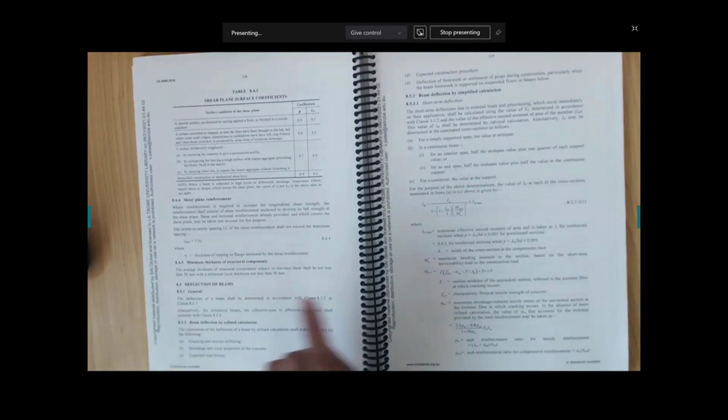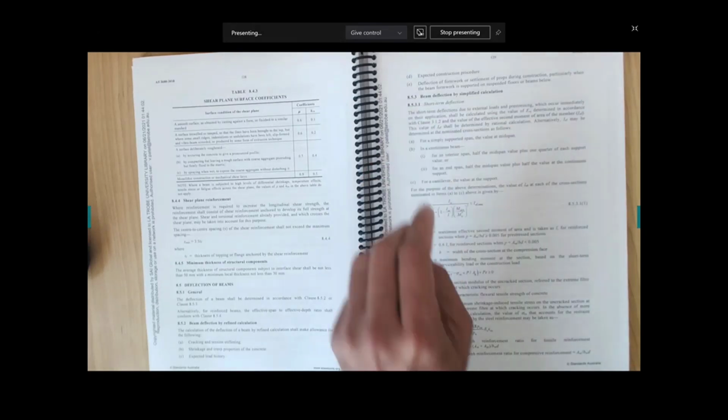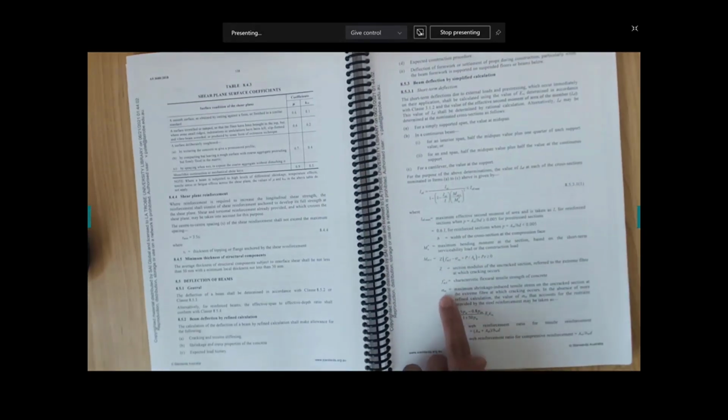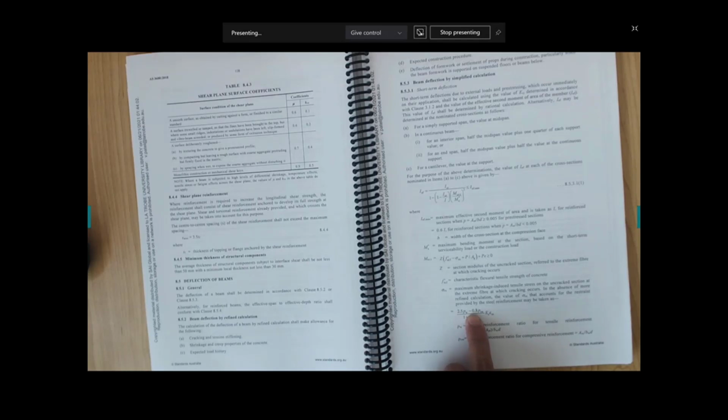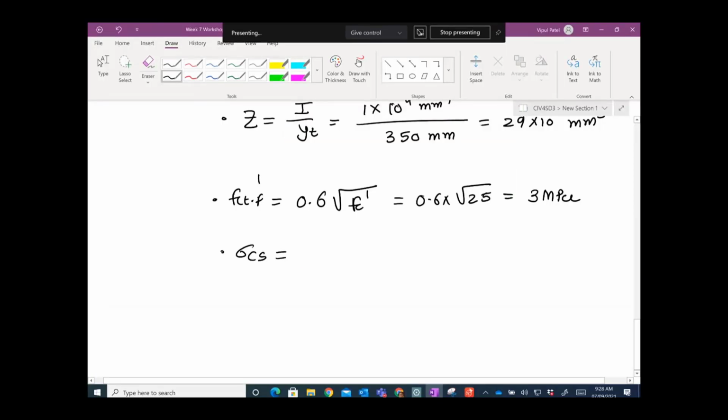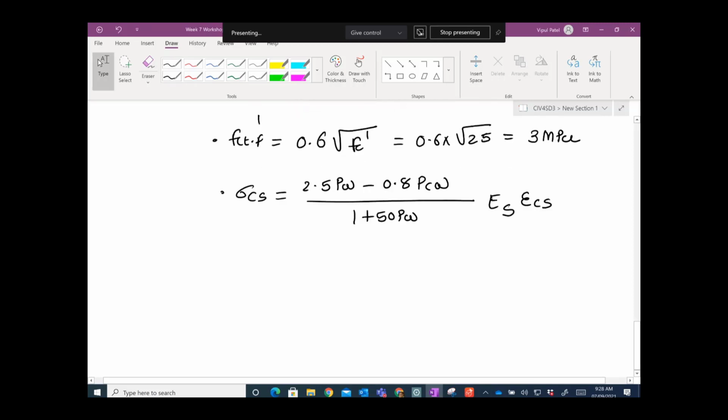So if you come back to clause 8.5.3.1, sigma CS is equal to 2.5 PW minus 0.8 PCW over 1 plus 50 PW, times ES times ECS. Now, that is the equation.